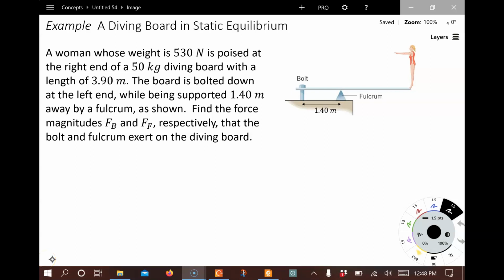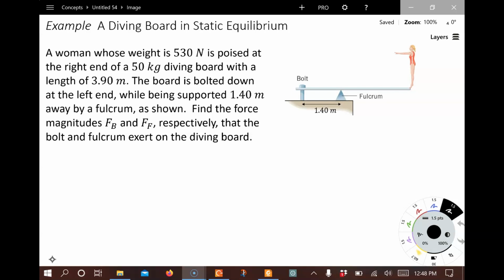Hi, this is an example problem from Chapter 9 on equilibrium. Pause for a moment and read the problem. So you can see in the picture that's been drawn there, we've got a diving board and a woman that's on it and she's standing still. So everything in that picture is motionless.